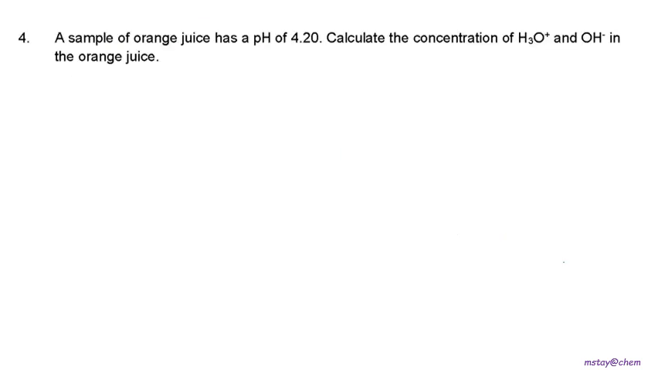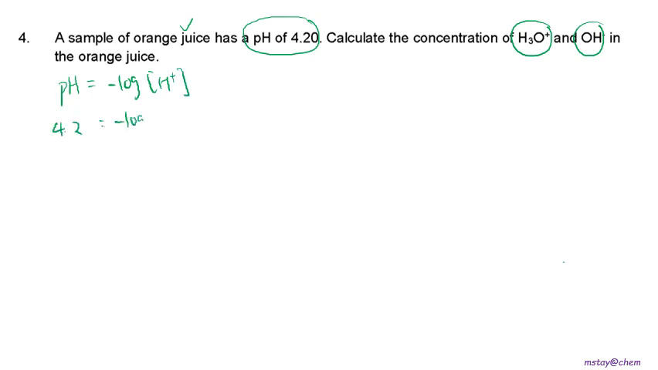Question 4. A sample of orange juice with the pH value 4.2. Then we need to calculate the concentration for H3O+ and also OH-. So as we know, the formula for pH is always equal to negative log [H+]. In this case, we already have the pH value, which is 4.2, but we have no idea what the concentration of H+ is. So we anti-log the negative 4.2, then we will get the answer. Concentration of H+ is 6.3 × 10^-5 molar.